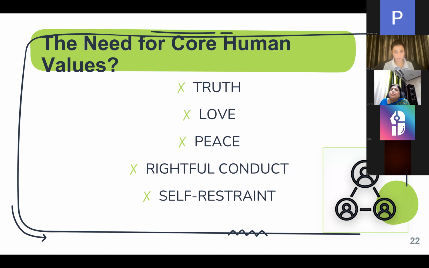Now, the need for core human values, that is truth, love, peace, rightful conduct, and self-restraint. How to restrain yourself, how to have the rightful conduct, how to have peace, love, truth. All that comes from within. That has to happen probably with our surroundings, with the help of adults, with the help of parents, with the help of the teachers. Next, please.